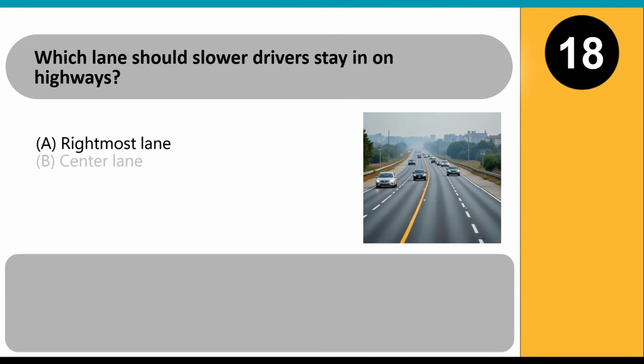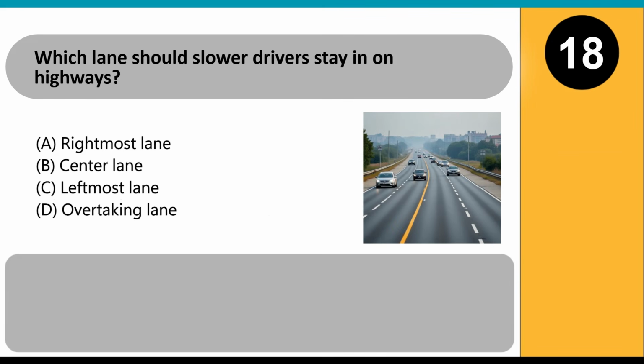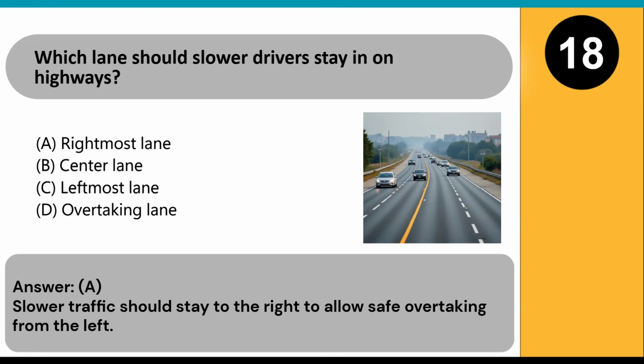Which lane should slower drivers stay in on highways? A. Rightmost lane. B. Center lane. C. Leftmost lane. D. Overtaking lane. Answer: A. Slower traffic should stay to the right to allow safe overtaking from the left.